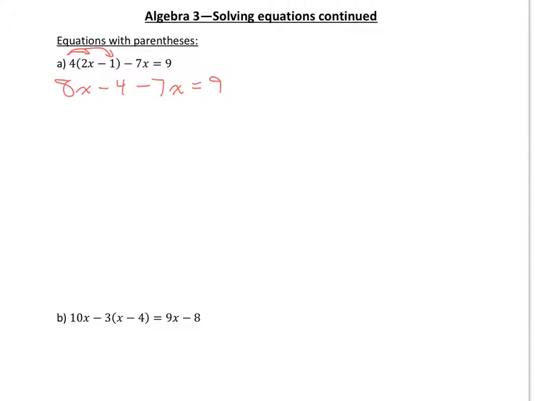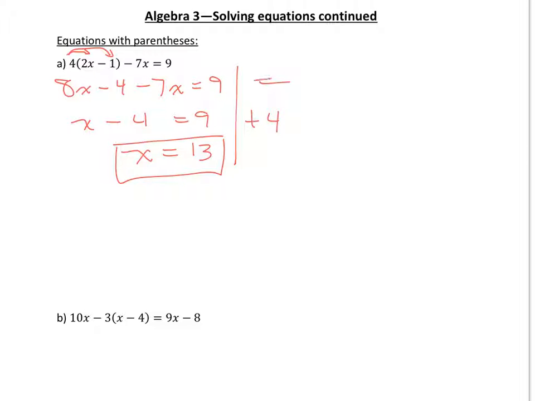And notice that we've got an 8x and a negative 7x, so we'll combine those. So now we have x minus 4 equals 9. So we'll add 4 to both sides of the equation so that we get x equals 13. Okay, so in this stage we're collecting like terms, and you don't need to show that you're doing that step. You can just do it collecting like terms, so terms where the variable and its powers are identical.